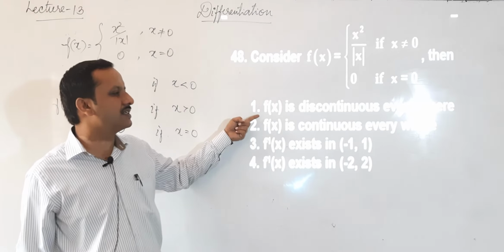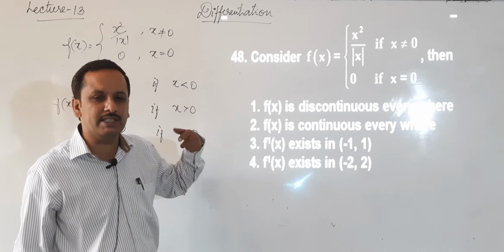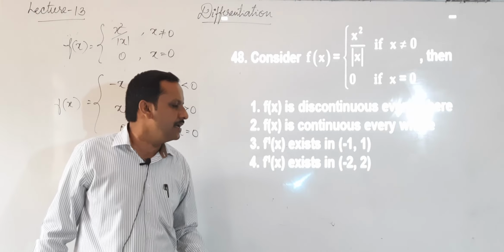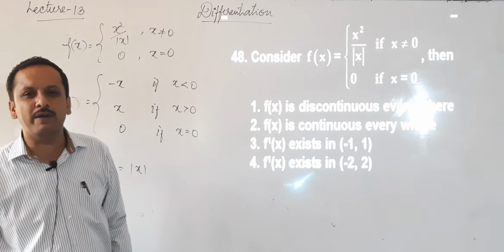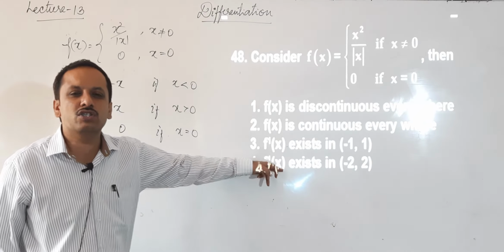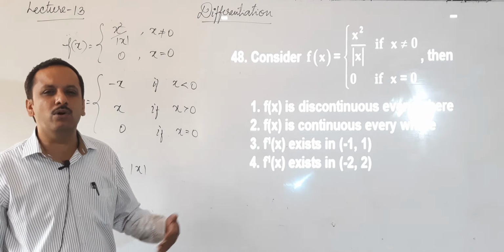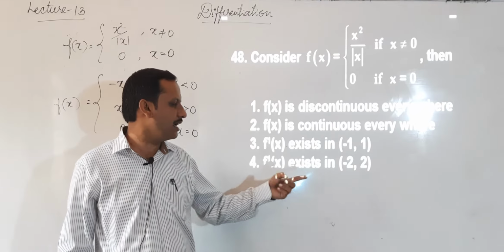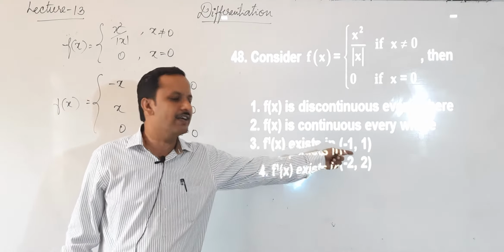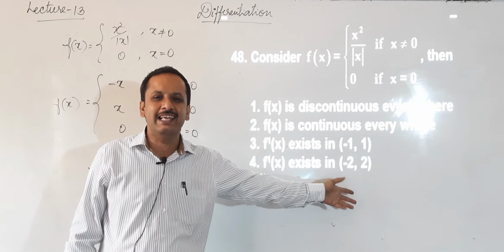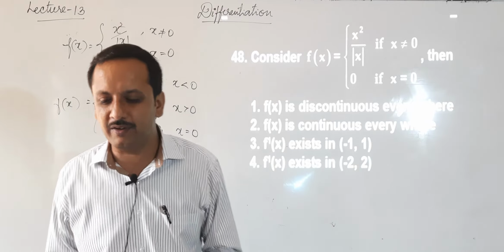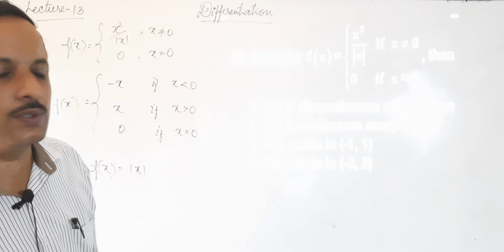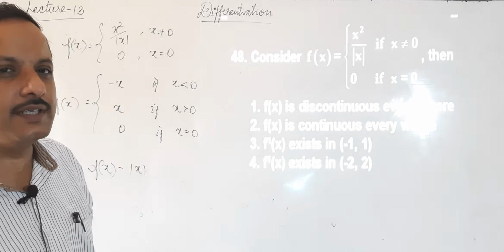So look at first option, f of x is discontinuous everywhere. That's not correct because it is continuous everywhere. So continuous everywhere is the right answer. And why is this not correct? f dash of x exists in open interval minus 1 to 1, they have said, and 0 belongs to that interval minus 1 to 1, but at 0 f dash of x does not exist. Hence, third option is not the right answer. And obviously, if f dash of x does not exist in open interval minus 1 to 1, then clearly it cannot exist in the open interval minus 2 to 2, because minus 1 to 1 is a subset of minus 2 to 2. Hence, second option is the correct answer.